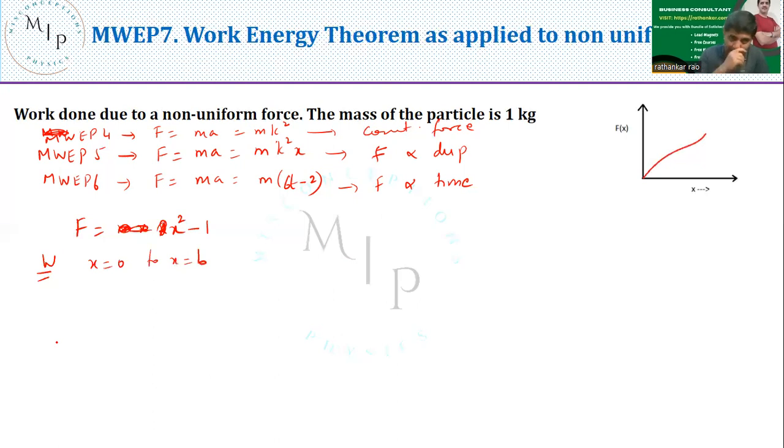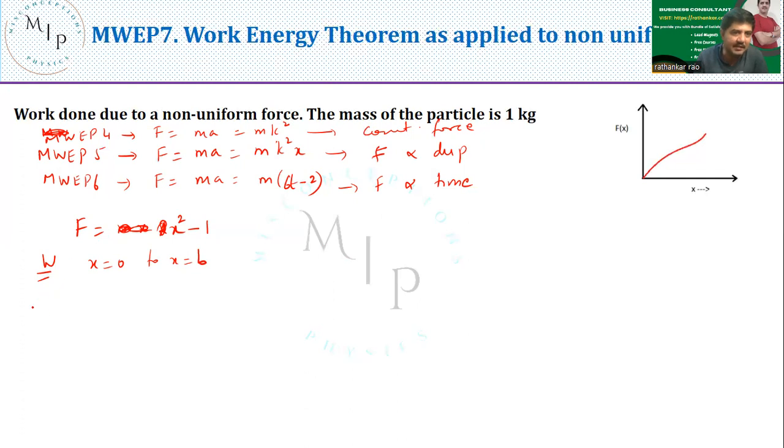So how do we do it? Now we know it's a variable force. Equations of motion cannot be employed. So you can do it only by 2 methods. The first method is work energy theorem. The second method is by integration. Let us see whether we can do it by work energy theorem. What does the work energy theorem state? Work done is equal to the difference in kinetic energies. But here force is given. No velocity is given. So what should I do?